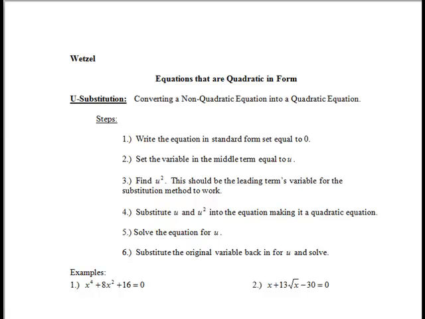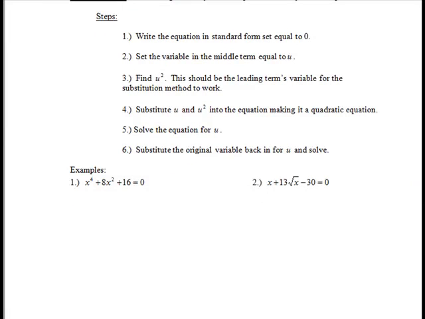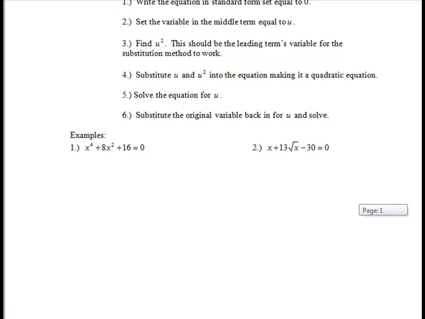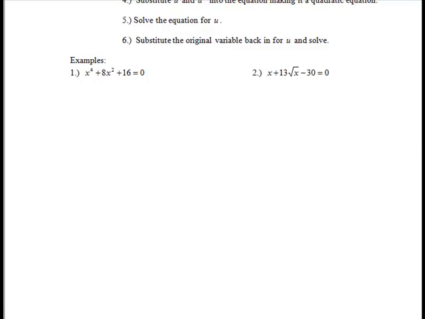is appropriate to solve. The steps for doing that: make sure the equation is in standard form set equal to 0. Then we're going to take the variable u and set it equal to the middle term's variable. Then we're going to find u squared, or basically square both sides of that equation, and substitute those two values, u and u squared, into the original equation, giving us now a quadratic equation to solve. So solve the quadratic equation. At this point you solve for u, so all you have to do is go back and substitute the original variable back into the equation and solve for it now.